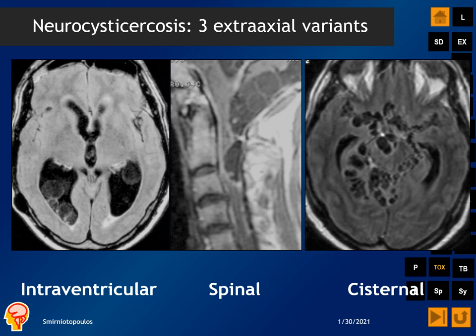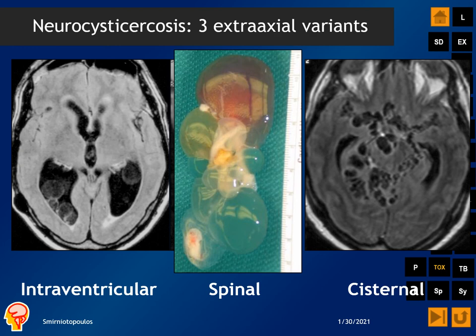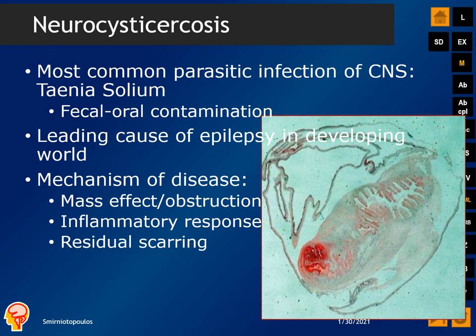Again, this is the vesicular form in the occipital horns, in the subarachnoid space of the spinal cord, and in the cisterns and subarachnoid space inside the calvarium. This is what the vesicles look like with the clear fluid and the living part or the larva inside the clear fluid. So cysticercosis is the most common parasitic infection of the central nervous system, and it's a worldwide leading cause of epilepsy, especially in developing countries.